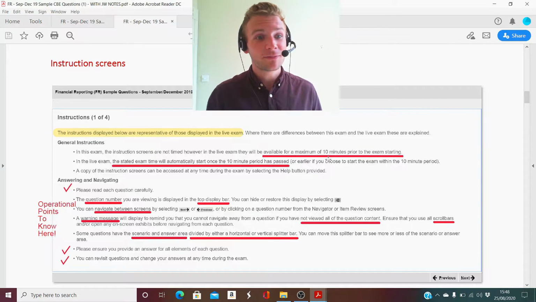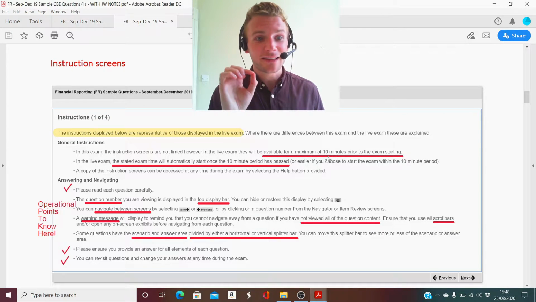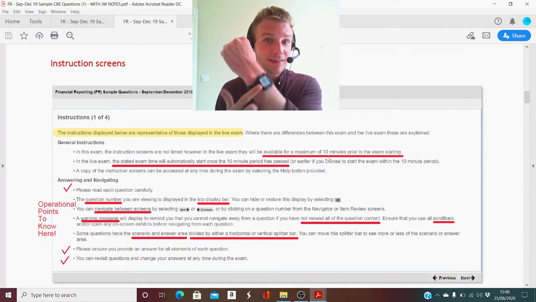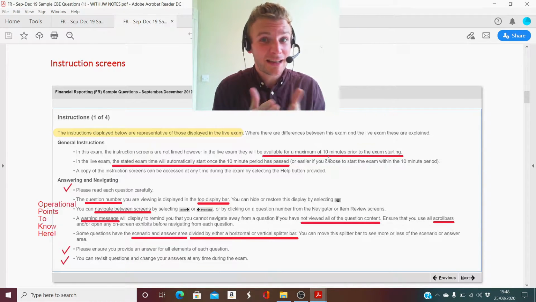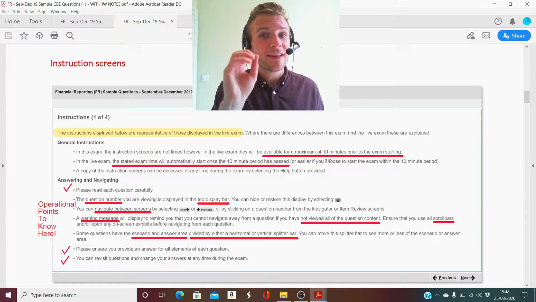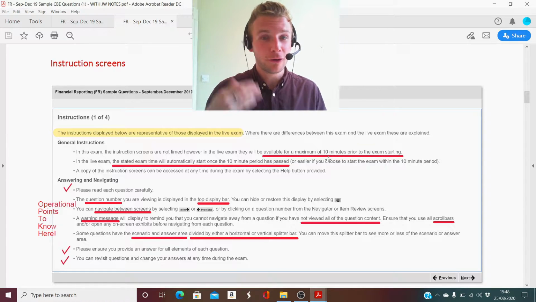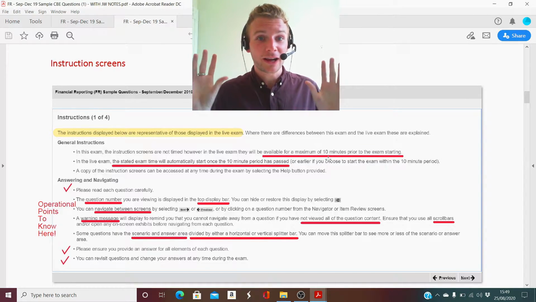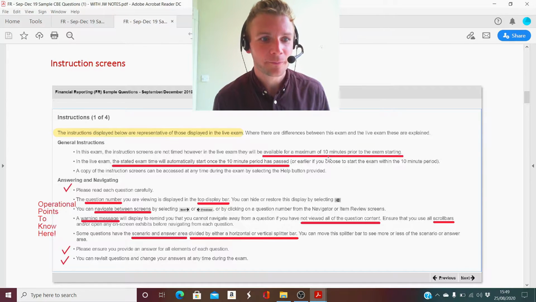The next thing in terms of the live exam, they've stated the exam time will automatically start once the 10-minute period has passed. So again, this is where you will know that at, say, 10 past or on the hour, that is when the live exam goes live and you are ready to get going straight there and then. So make sure you've been to the toilet beforehand, make sure you've got all distractions out of the way, Wi-Fi is working particularly well, and there are no other distractions in the room as well, which you shouldn't have.